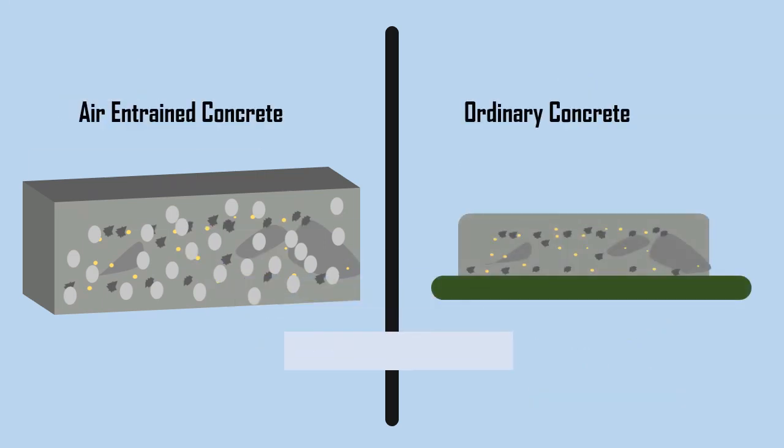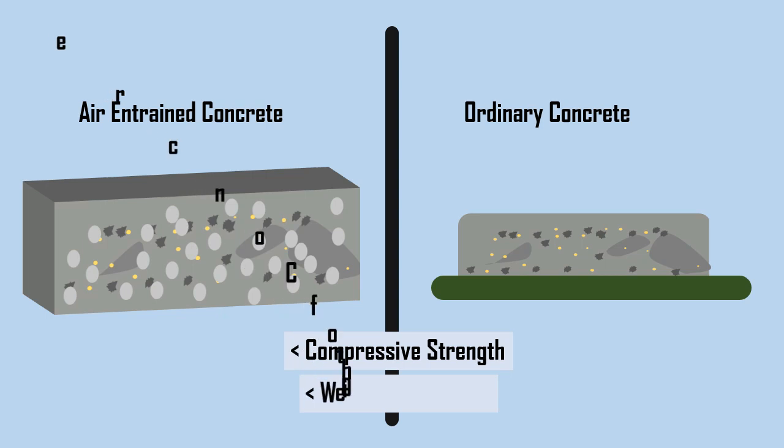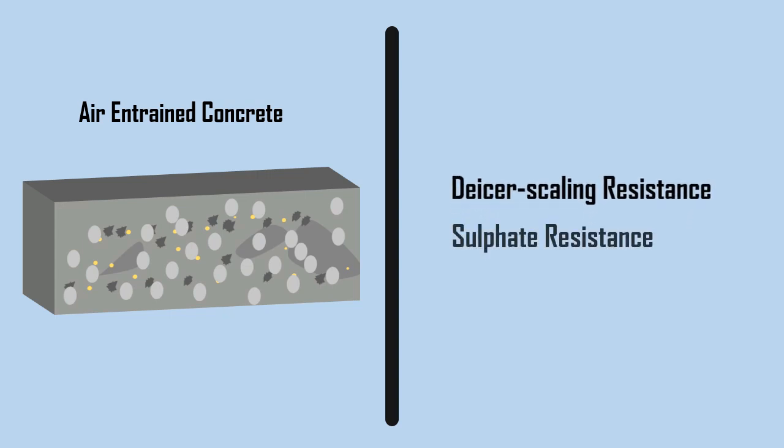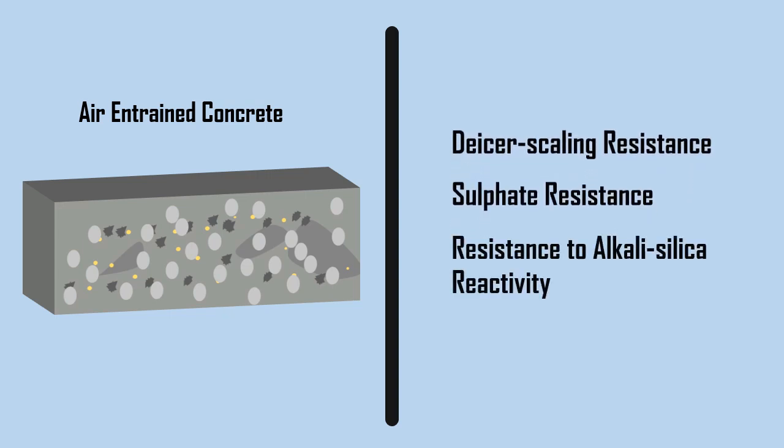Generally, the compressive strength and weight of concrete are less in air entrained concrete compared to normal cement concrete. The other common uses of air entrained concrete are deicing scaling resistance, sulfate resistance, resistance to alkali silica reactivity, and improved workability.